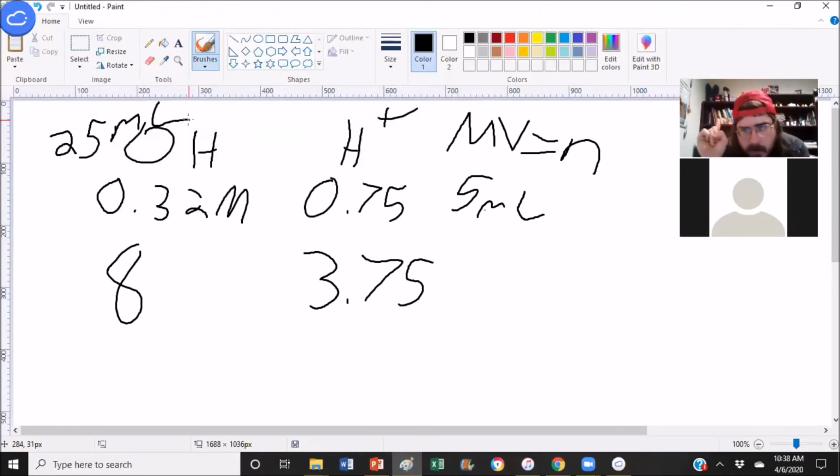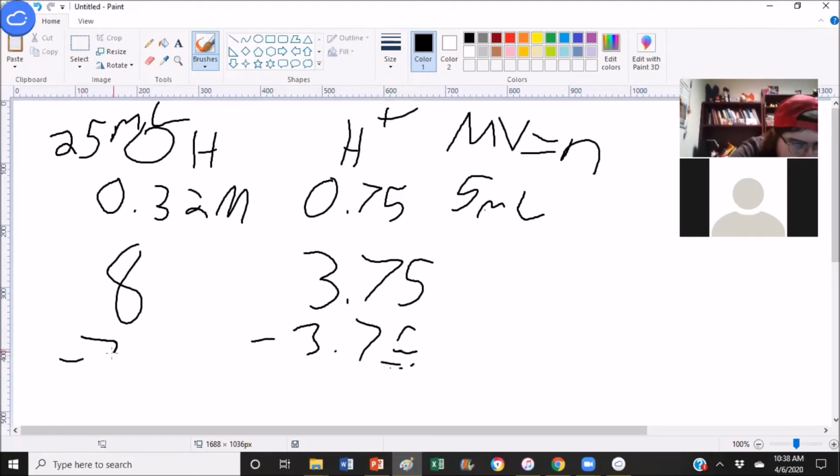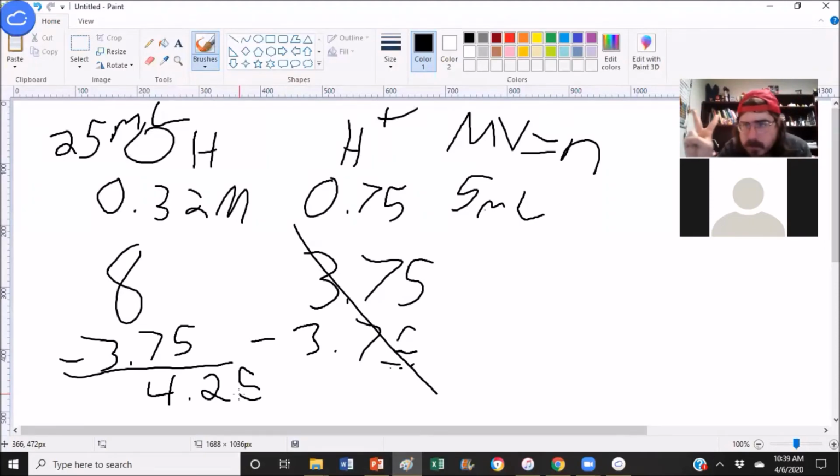So that is step 1. Step 2, you cancel out moles with moles. So I cancel out 3.75 acid and 3.75 base. If I have more acid, I cancel out the base. I cancel out the lesser one. 8 minus 3.75 gives us 4.25 base remaining. That is step 2.